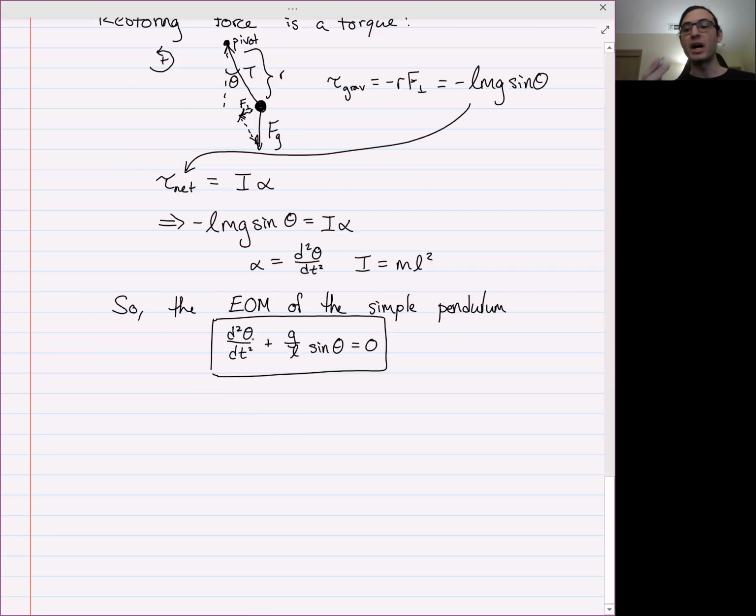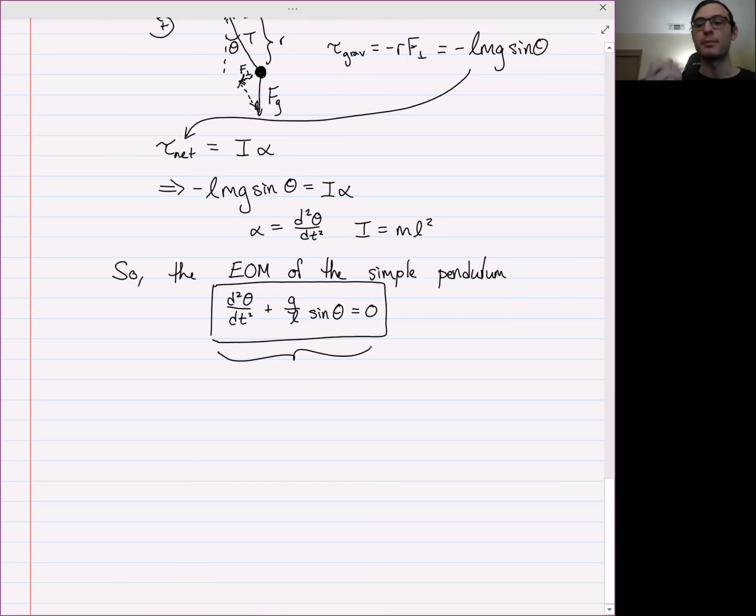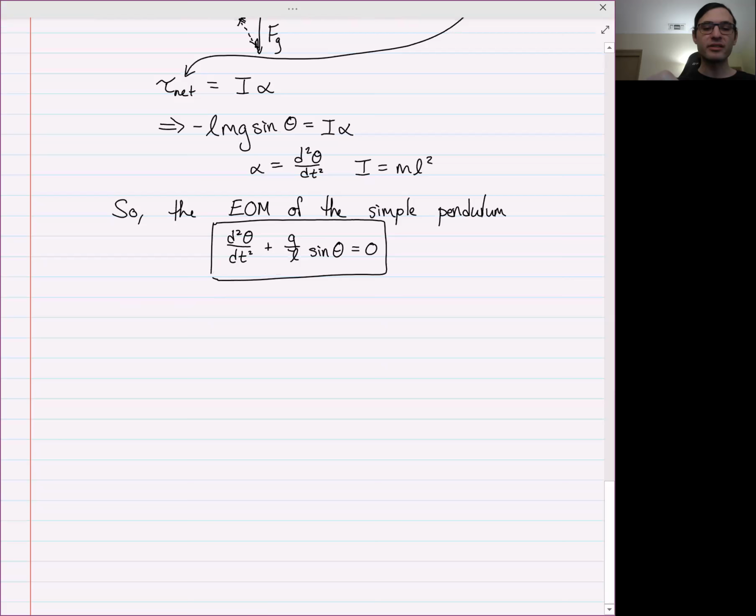theta. But what we can do is take a look at this equation of motion and change it slightly, where it's still approximately correct, but is simpler to solve. So let's look at what a plot of sine of theta looks like. So let's plot sine of theta. It looks something like this.